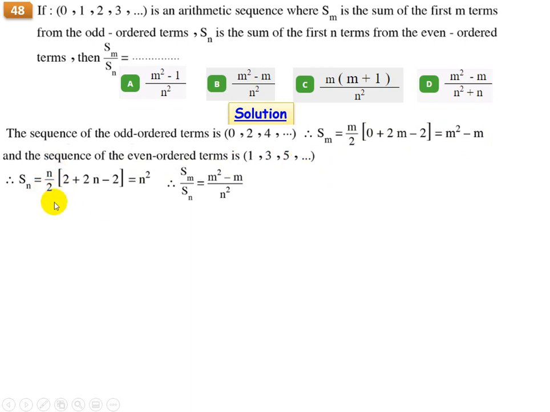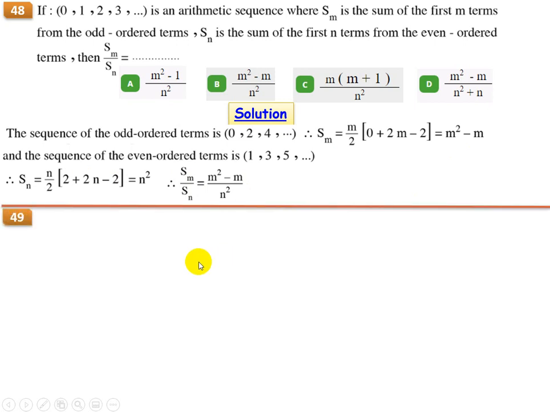So Sn is n over 2 times (2a, 2 times 1, plus (n minus 1)d). So d here equals 2. So it is n over 2 times 2n, which equals n squared. So Sm over Sn, divide both sides, will be (m squared minus m) over n squared.